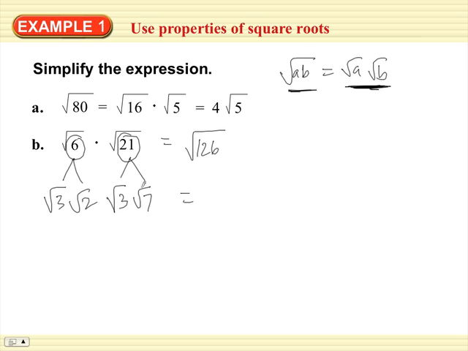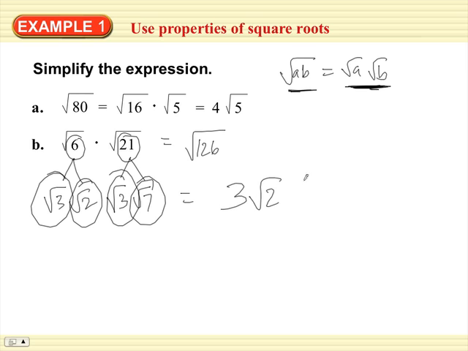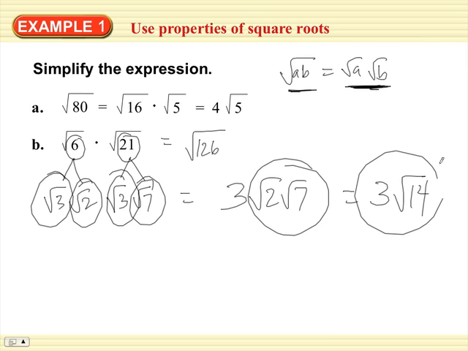And then just look at these right here and simplify. Square root of 3 times square root of 3 is 3. Square root of 2, can I break it down? No. Square root of 7, can I break it down? No. So some people write square root of 2, square root of 7. Good answer? No. You don't want a square root times a square root. You want to put them together, which makes 3 root 14. Final answer. There you go.